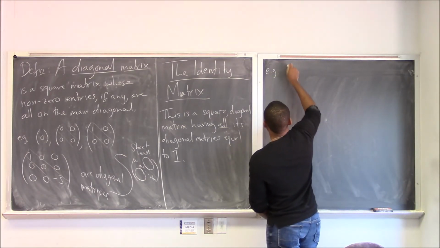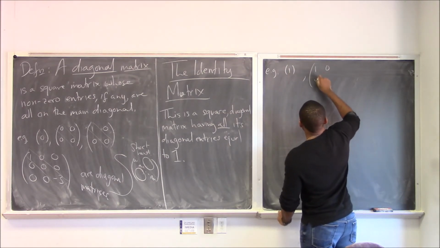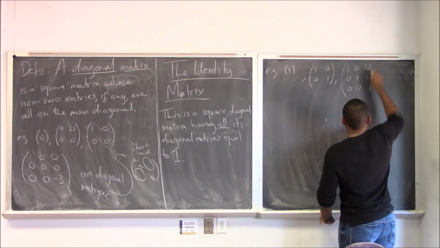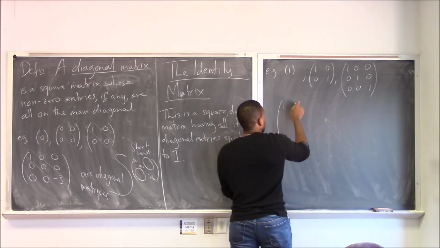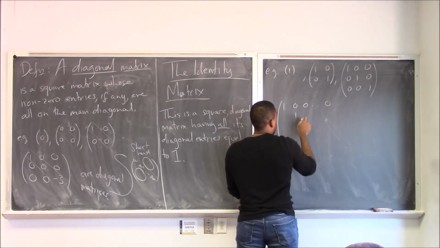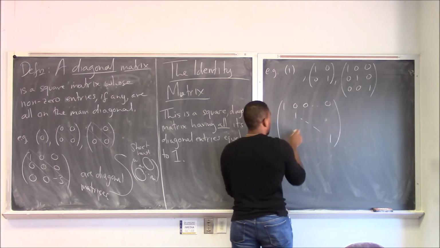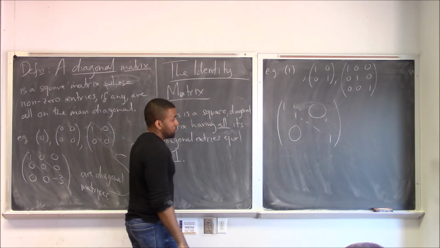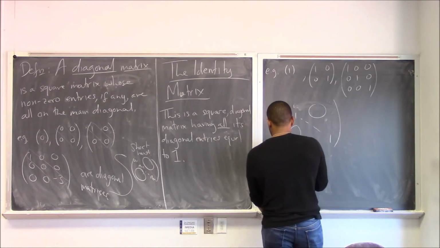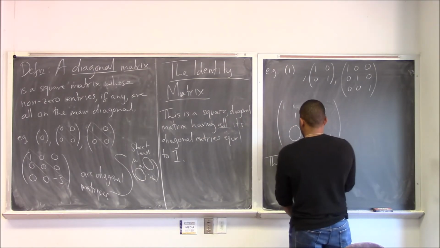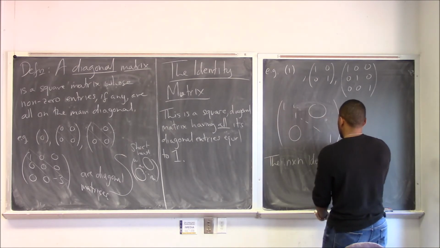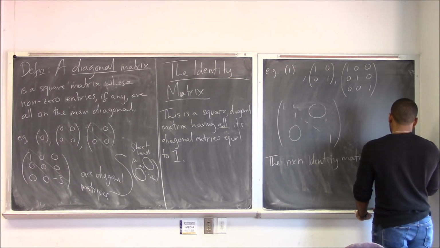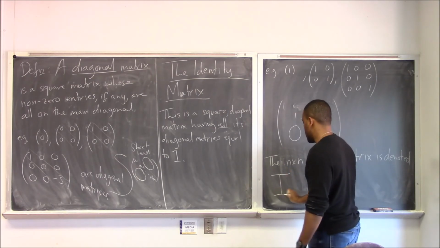Example. 1. Etc. This could be all zeros here, it doesn't matter. The n by n identity matrix is denoted big I with a subscript n.